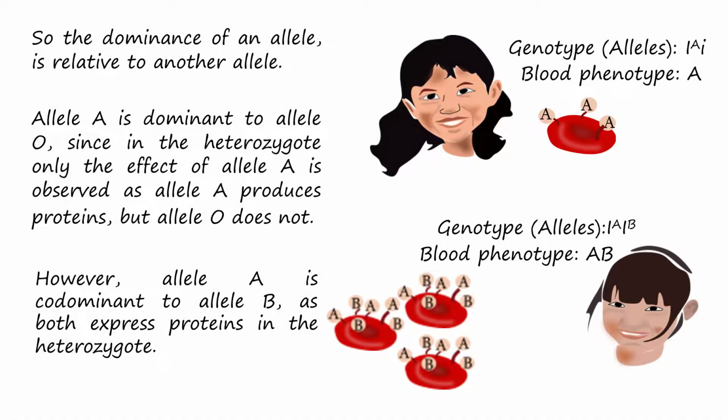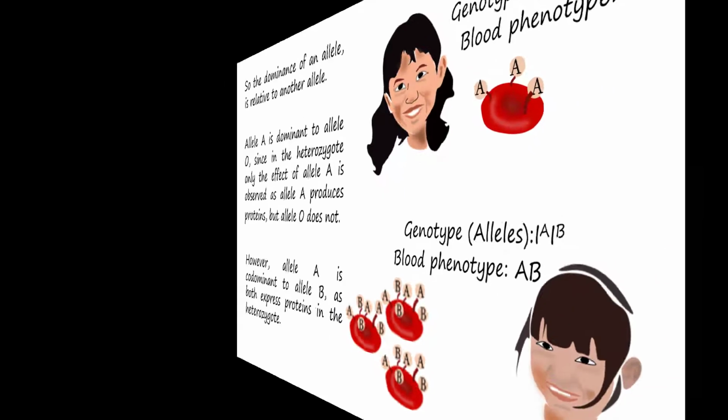So when talking about dominance of an allele, for example, blood type allele A, it has to be compared to another allele. So it is said that allele A is dominant to allele O, since in the heterozygotes, only the effect of allele A is observed, as allele A produces proteins but allele O does not. And allele A is co-dominant to allele B, as both express proteins in the heterozygotes.